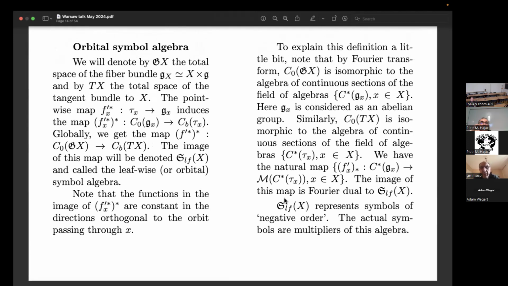Now, the important thing is that one needs a kind of operators of negative order. It's an important algebra. It's everywhere in harmonic calculus or whatever other PDE calculus. The zero order operators are multipliers of a certain algebra, and this is the algebra where the actual symbols will be multipliers.